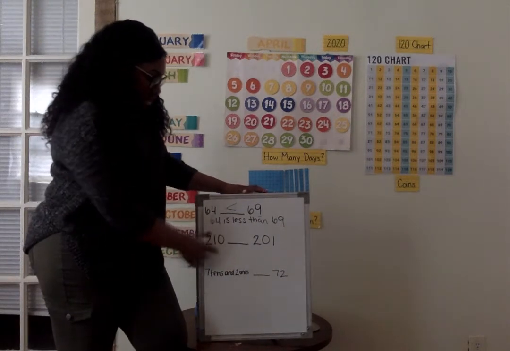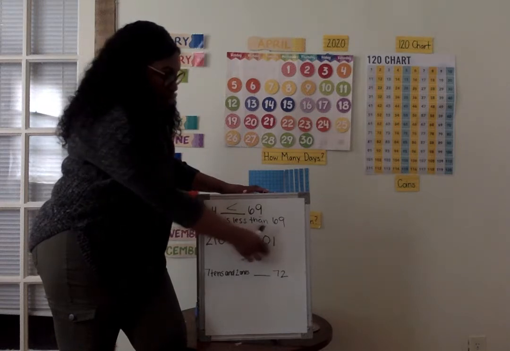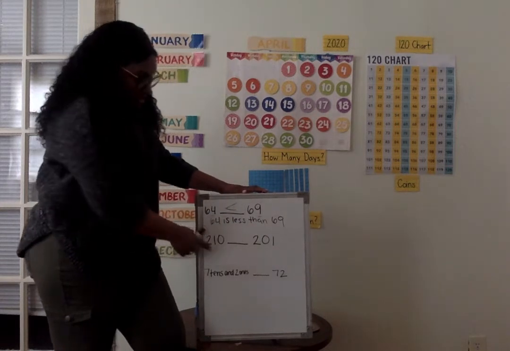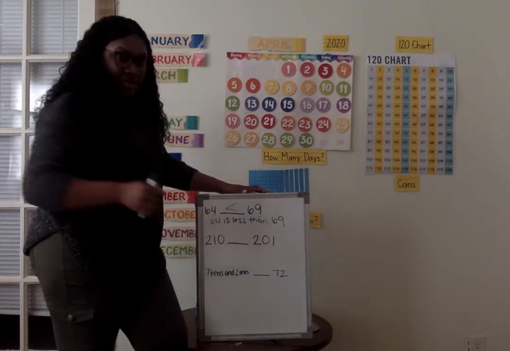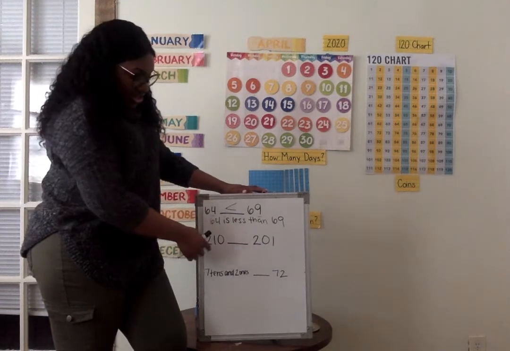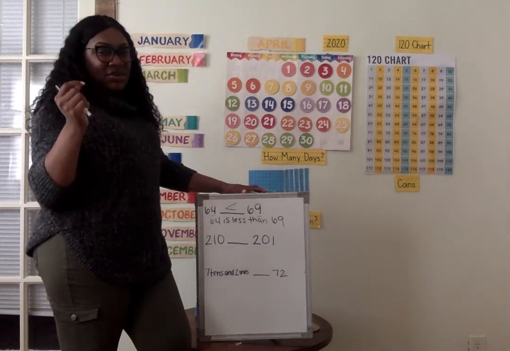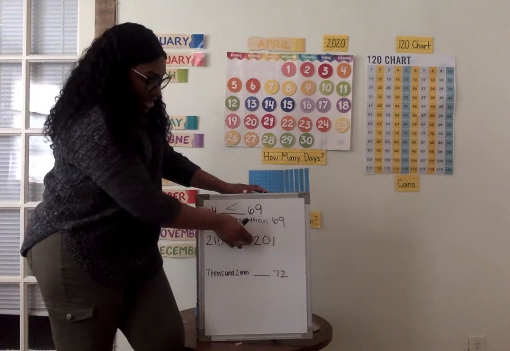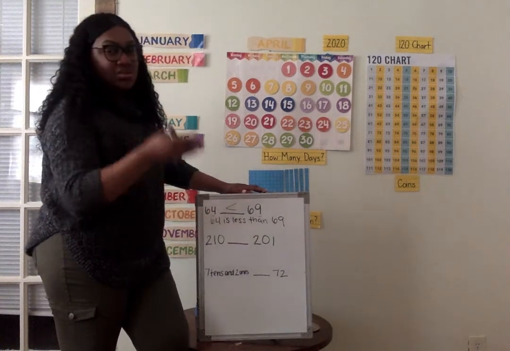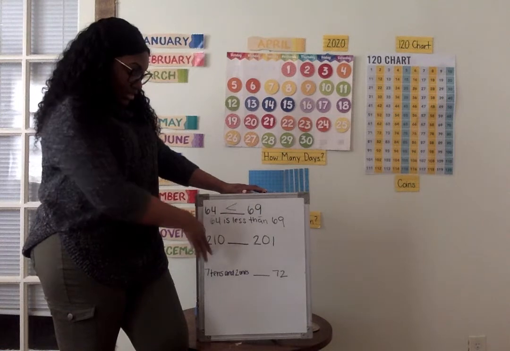Let's try the next one together. I have the number 210 and I have the number 201. Let's look at the first number in the hundreds place. Are they the same? They are. So should I use the hundreds place to help me figure out which number is bigger, which number is greater? No, the 2 is not going to help me out because both numbers have a 2 in the hundreds place. So they equal the same thing.